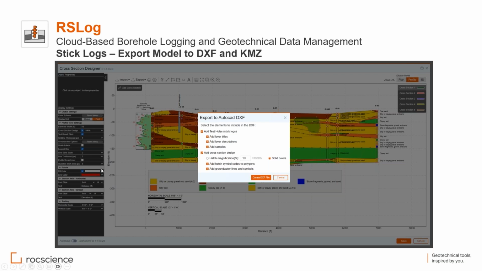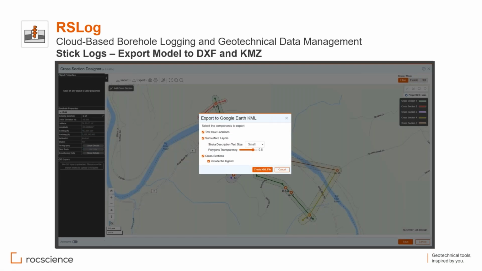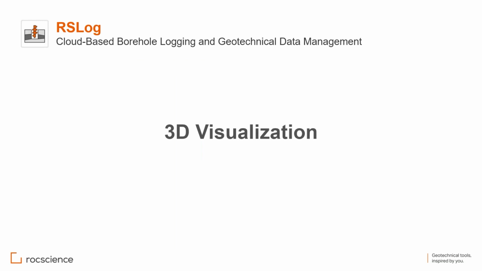There are a bunch of other features here that I'll let you explore by yourself in the cross-section designer. Another feature is exporting to Google Earth. It's not limited to one cross-section, but includes all the boreholes and all cross-sections of your project. Everything will be saved in a KMZ file, and it gives you a lot more flexibility. I have an example here under 3D visualization.